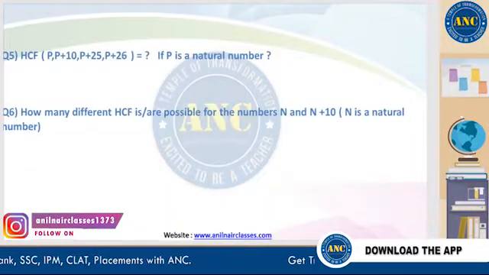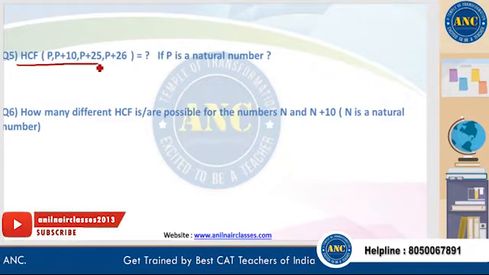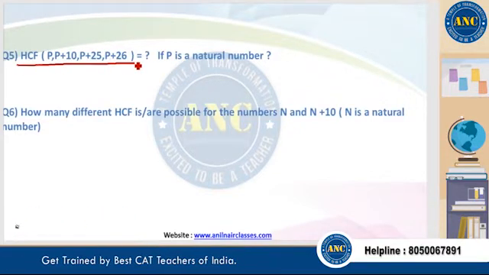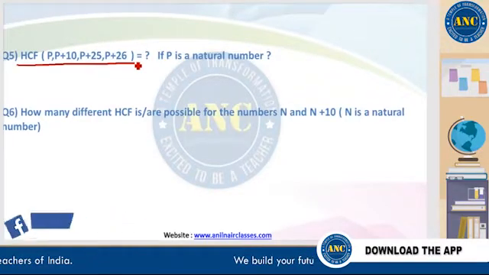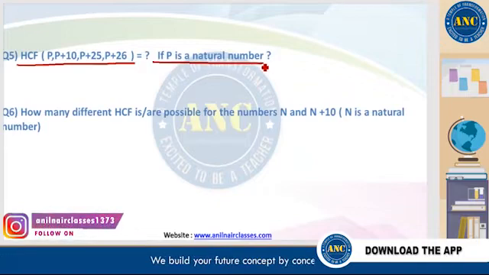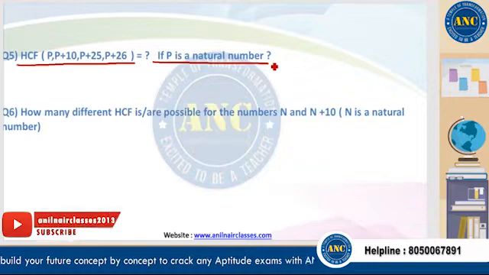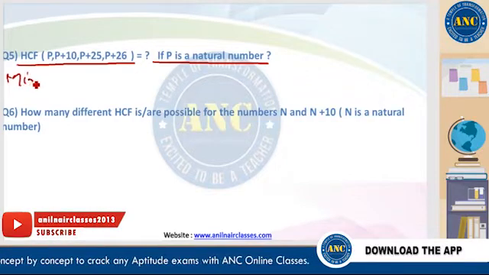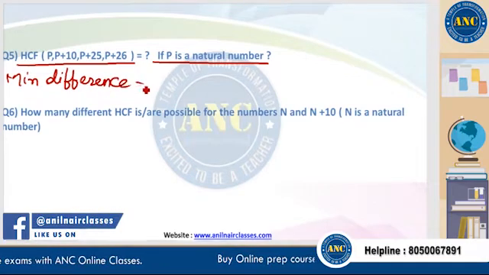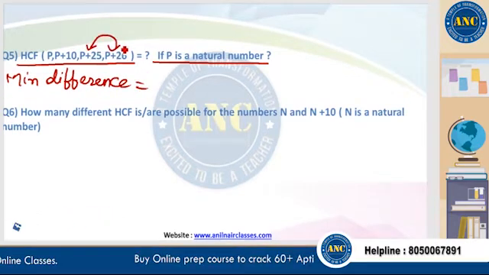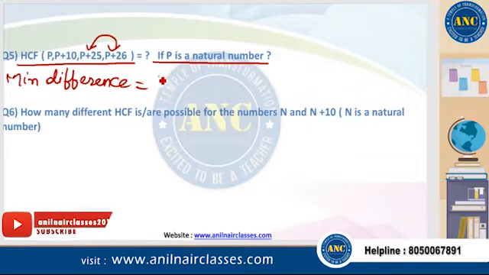HCF of P plus 10, P plus 25, P plus 26, if P is a natural number. Now if you see, what is the concept that we discussed? Minimum difference concept. P plus 26 and P plus 25: the minimum difference is nothing but 1.